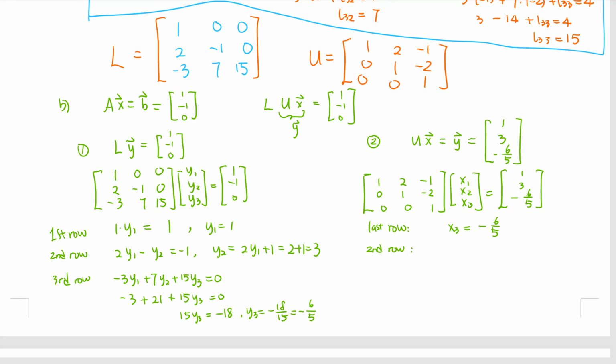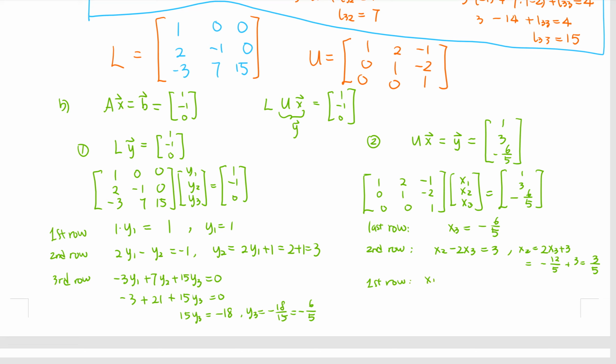The second row is x2 minus 2x3 equals 3. So x2 equals 2x3 plus 3. Well, 2x3 is minus 12 over 5 plus 3. 3 is like 15 over 5. Well, 15 minus 12 is 3 over 5. And then we look at the first row.